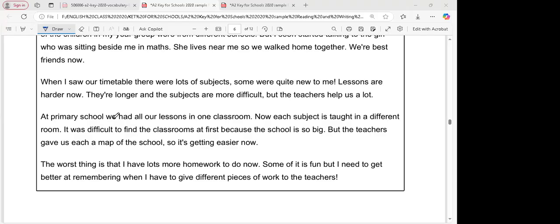Primary school, we had our first day there. There were some kids from my primary school there, but most of the children in my year group were from different schools.